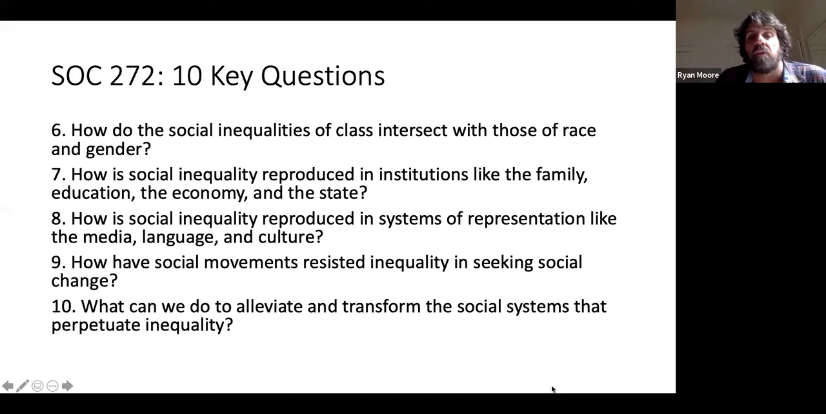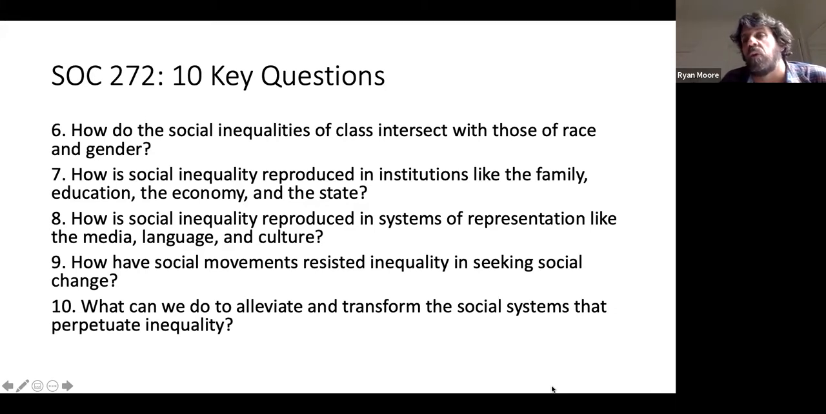For the sixth question, how do the social inequalities of class intersect with those of race and gender? This gets us into what we would call intersectional questions, or questions of how these different systems of oppression and exploitation are interrelated with one another. So when we look at the wealth gap or the pay gap, we'll see disparities of race and gender that intersect with those of class.